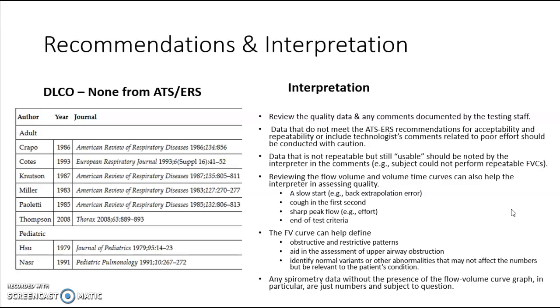The flow volume curve can help define obstructive and restrictive patterns, aid in the assessment of upper airway obstruction, identify normal variance or other abnormalities that may not affect the numbers but be relevant to the patient's condition. And then any spirometry data without the presence of the flow volume curve graph in particular are just numbers and subject to question. So basically what this is saying is if you have spirometry data, you really need the flow volume curve in order to interpret the data correctly.